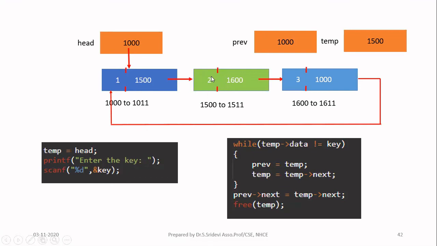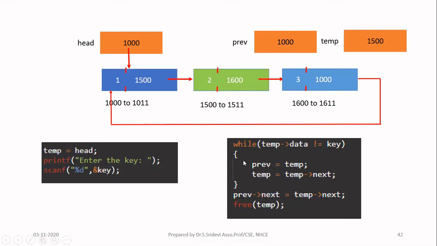So you read the value of the key. I am asking the user to enter the key and I am storing it in a variable called key. According to this diagram, I want to delete where key is equal to 2. Now I have to travel through the entire linked list and find the node. What is the condition here? Whenever you want to travel through the entire linked list, you keep the head value in a temporary variable and start your search.